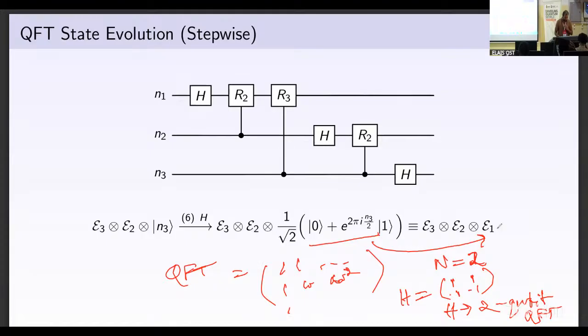As you can see, the way this circuit has been developed, the Fourier equivalent of n3, the third qubit, moves up to the first one. So when we measure n1, we actually get that the order is reversed. We had n1, n2, n3.